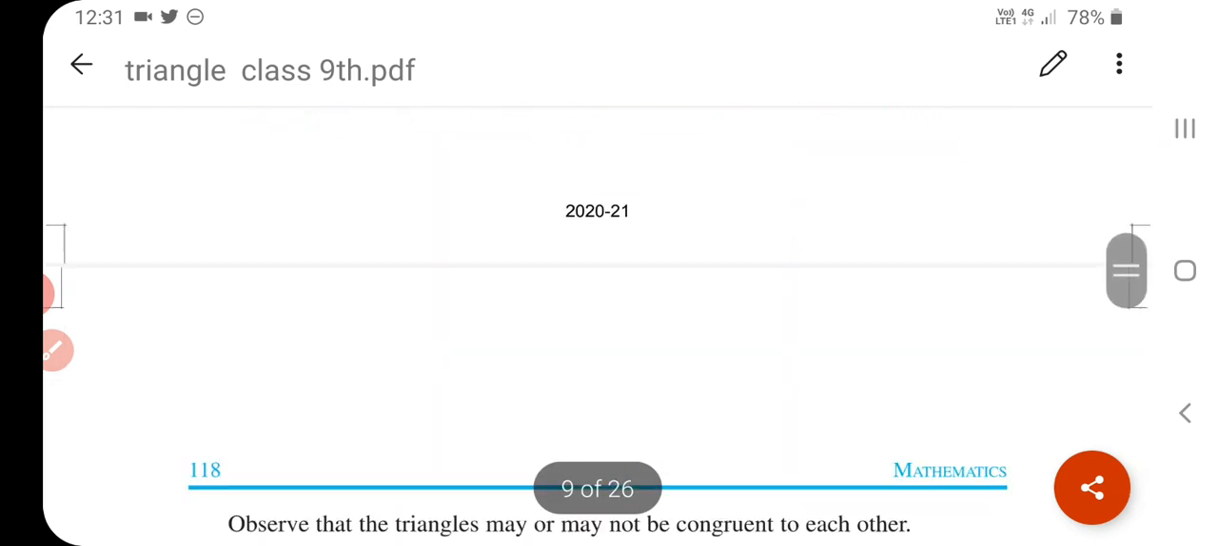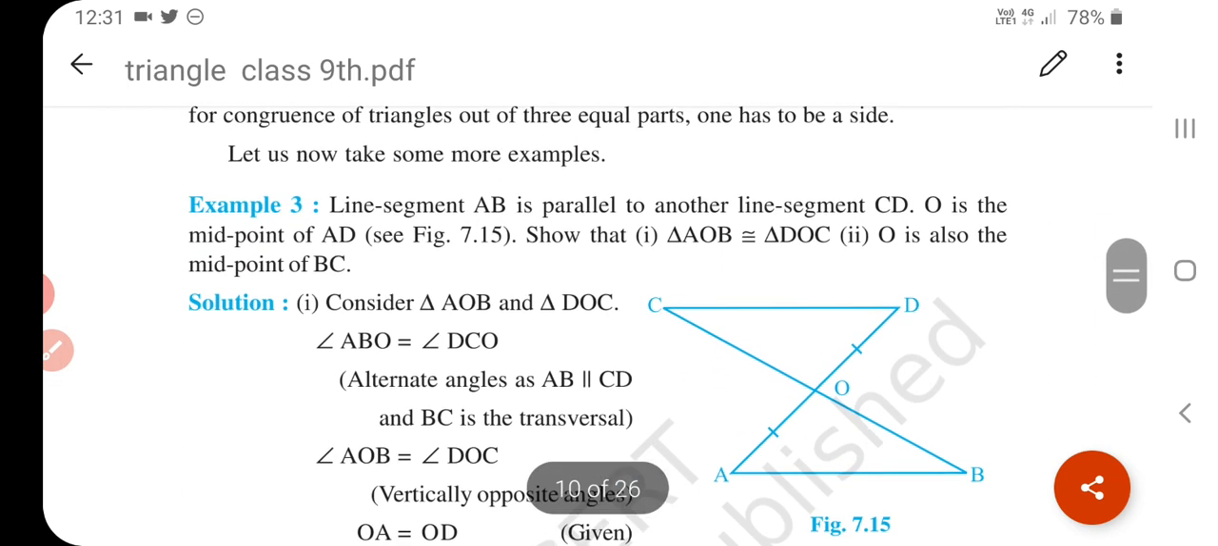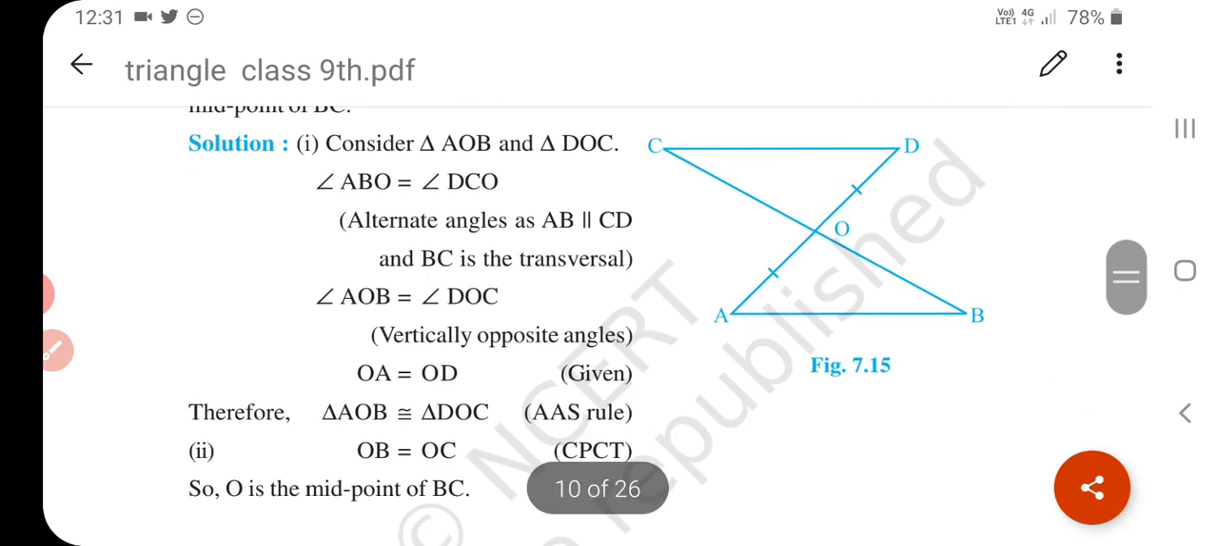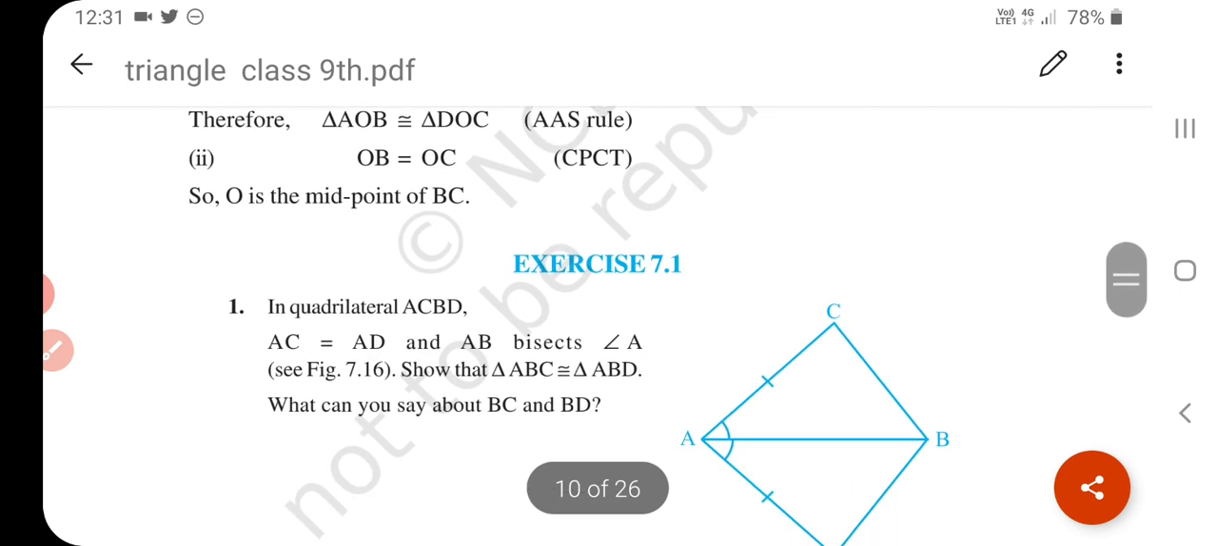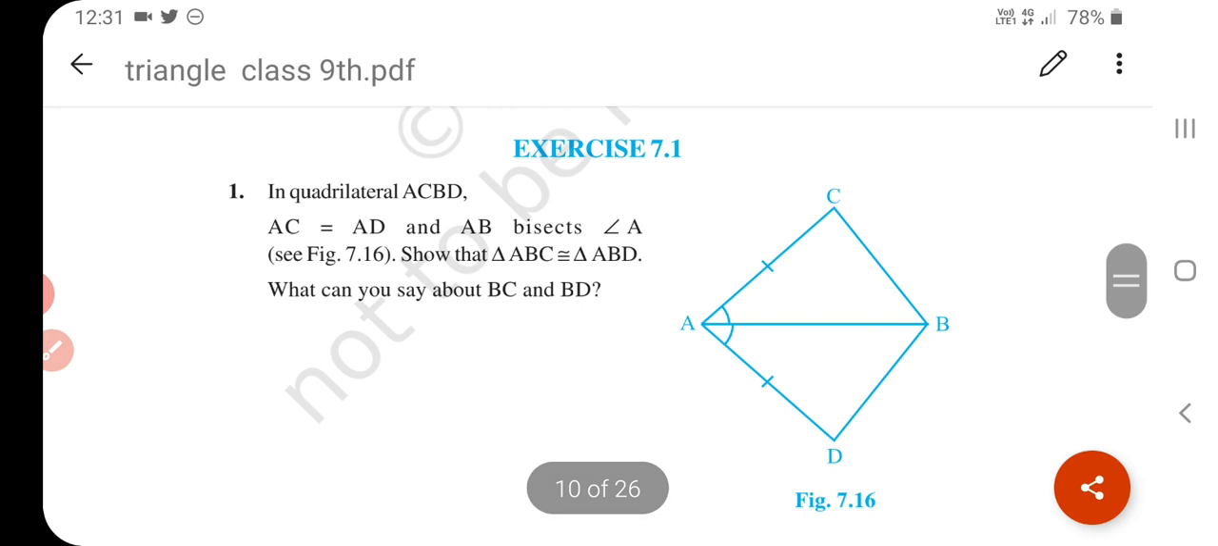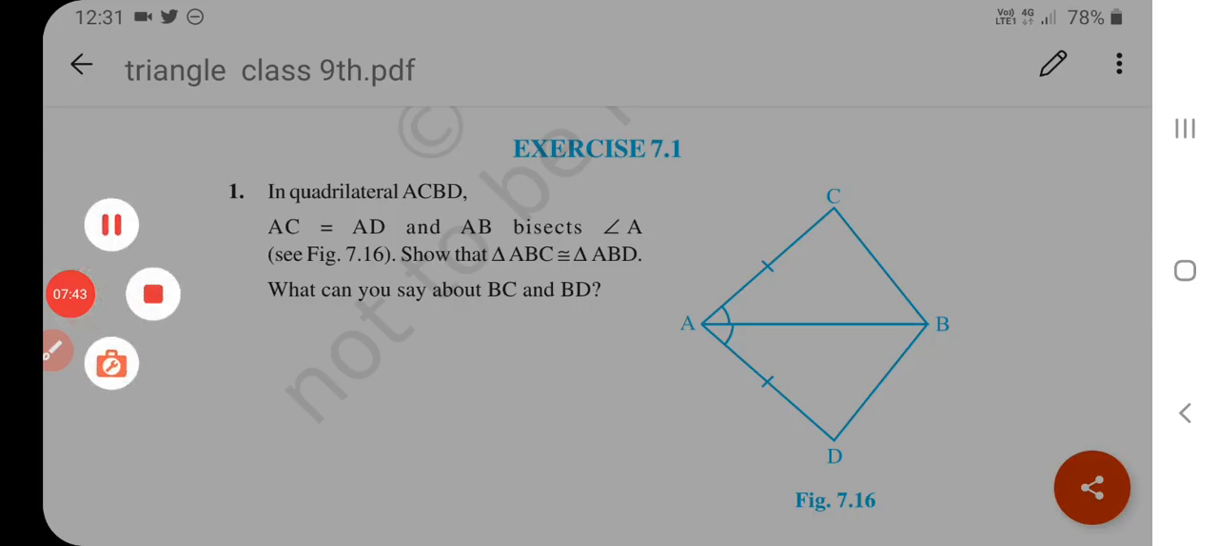Now we have completed this example also. Now our exercise 7.1, question number 1.